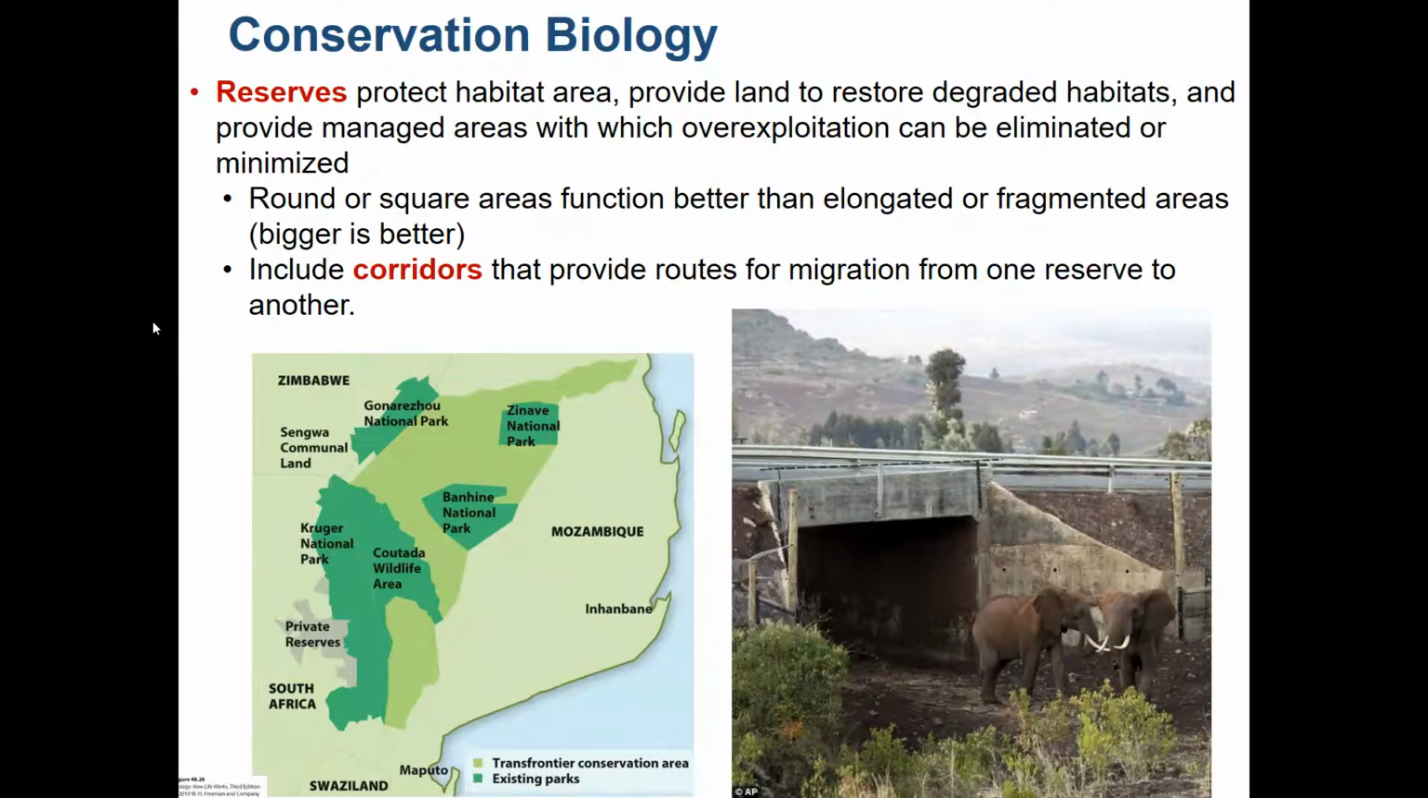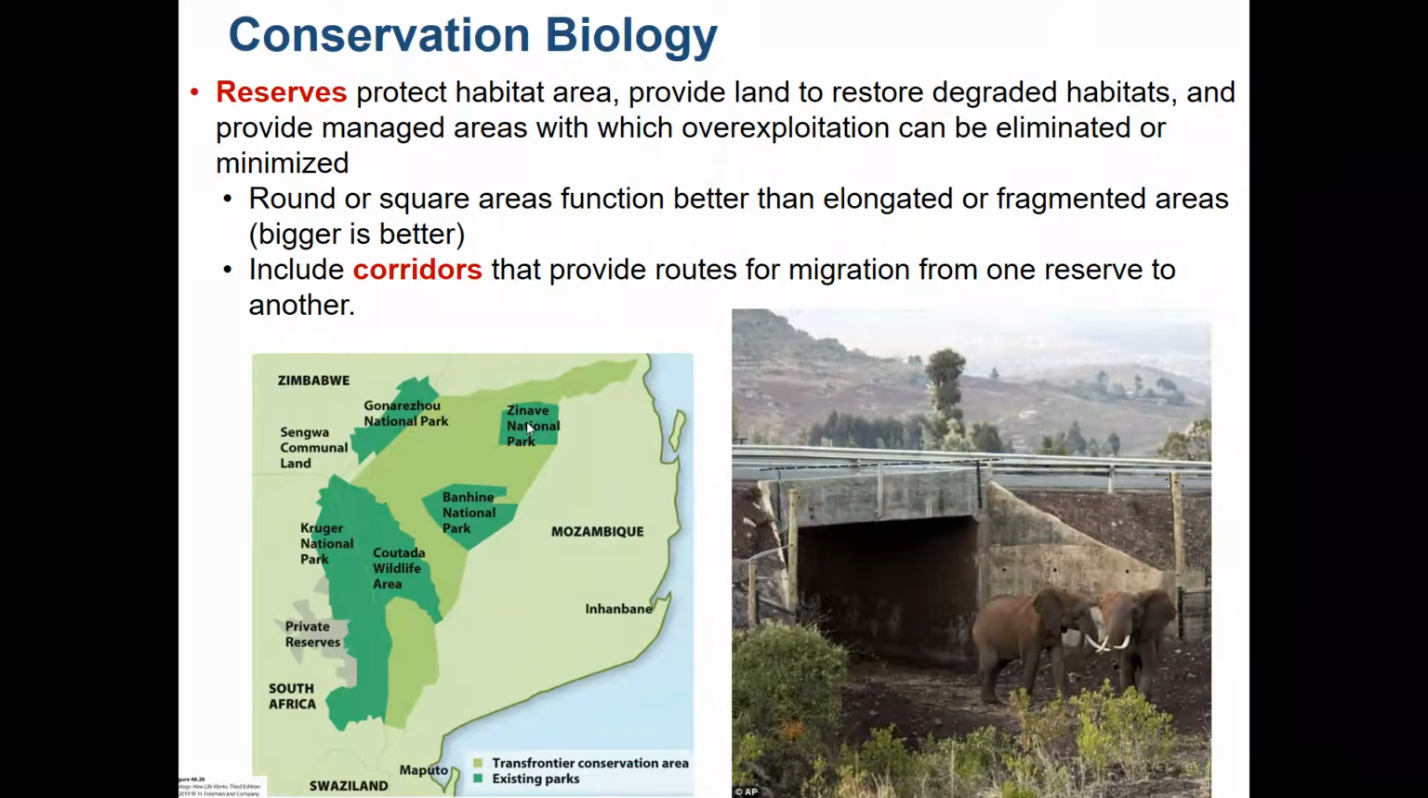For reserves, bigger is always better. Rounder or square areas function much better than elongated or fragmented areas because it provides a wider area for the forest species to roam. But it's important to include corridors to provide routes for migration from one reserve to another. So you can see here are some existing parks, but these parks are very fragmented. So by providing corridors where animals and plants can move from one protected area to another, it allows species to be able to access all these different areas.